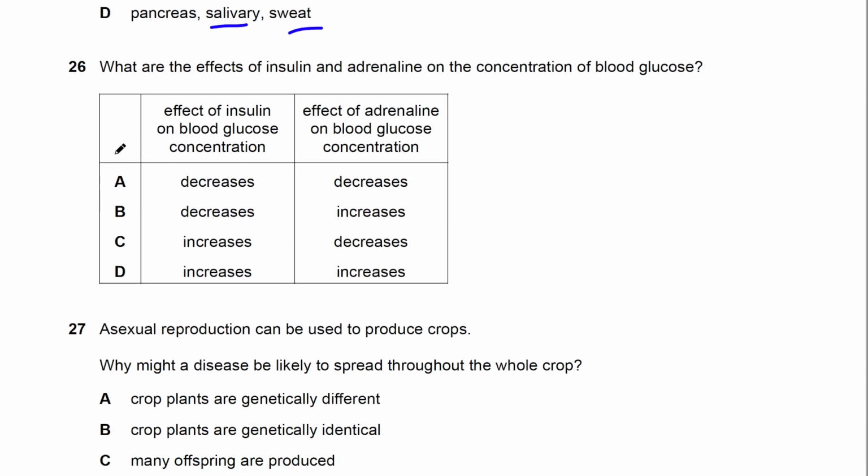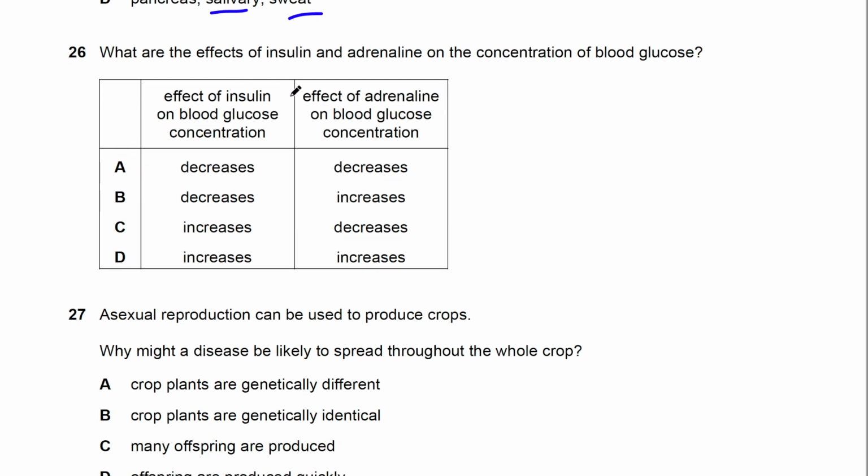Move to 26. What are the effects of insulin and adrenaline on the concentration of blood glucose? Very simple question. Effect of insulin on the blood glucose concentration, you know, this is basic information that the insulin will decrease the amount of sugar. So please, you have to learn the skills of excluding answers. That will help you a lot and save your time. So it will decrease. So directly C and D are wrong answers. So I have only 2 options now to think about. So insulin will decrease. What about adrenaline?